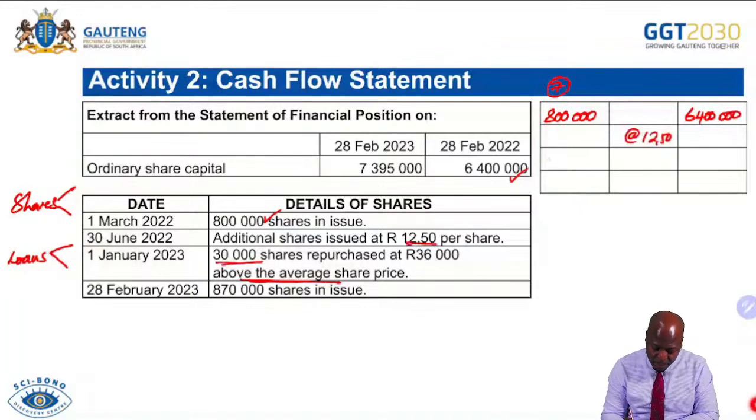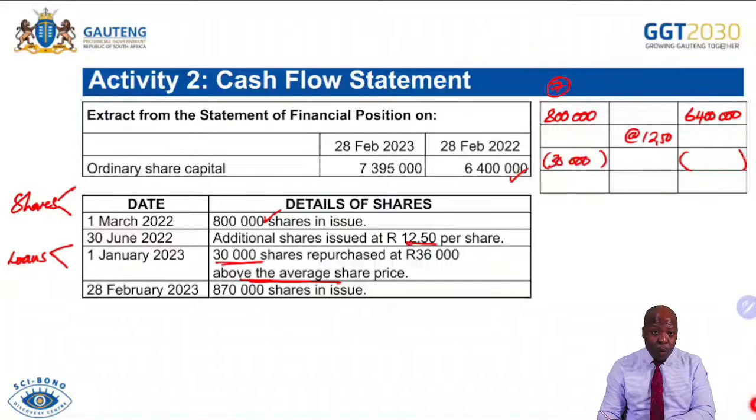So I'm coming here, and then once there's a repurchase, we put brackets already. So I'm coming to say how many shares were repurchased. It is 30,000 shares that were repurchased. And then do we know how much we spent? We still don't know. But we know that we paid 36,000 rands above.